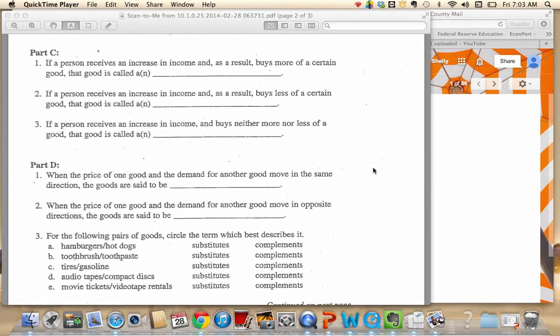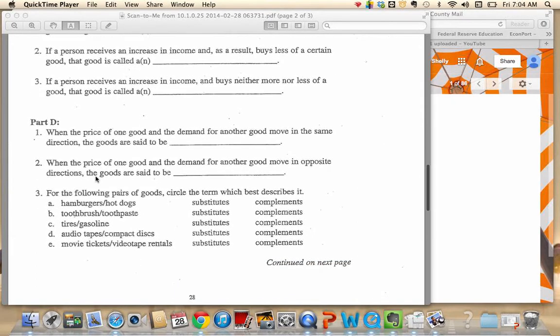Part D: when the price of one good and the demand for another good move in the same direction, the goods are said to be... So if we increase the price of one good, say I increase the price of skis, my demand for snowboards goes up. These are substitutes. If you increase the price of one and it causes me to buy something else, it's because that's a substitute. You're not going to buy this one anymore because the price has gone up.